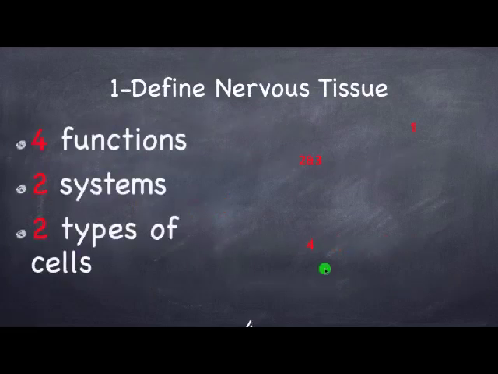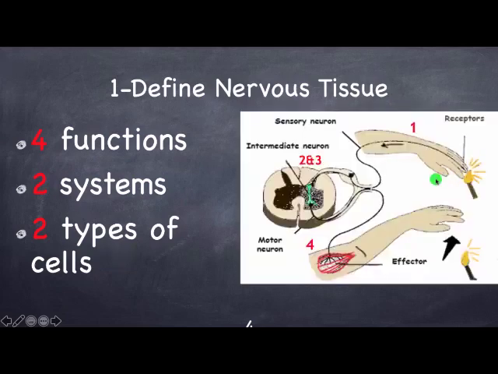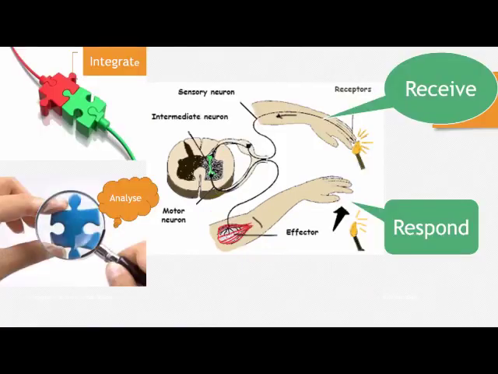First of all, what is the nervous tissue? Nervous tissue is the tissue responsible for 4 functions, formed of 2 systems, and having 2 types of cells. What are the 4 functions? First of all, it is responsible for receiving stimuli and an integration of these stimuli with their analysis. Integrate the stimuli and analyze the stimuli, and then we'll give the response. So we have receive, integrate, analyze, and respond.